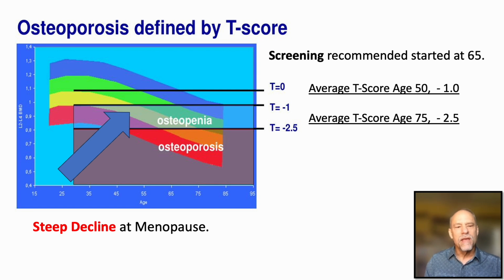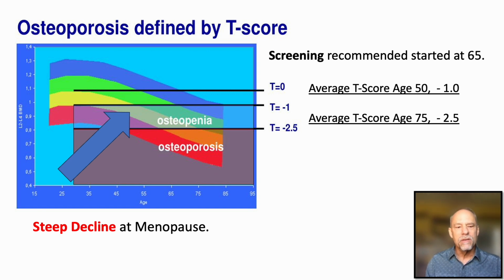So this looks at the change of T-scores over the lifetime. At age 50, the average woman is going to be -1. Of course, 0 is the standard when she was 30 and had her full bone density. And at age 50, she'll be -1, or the average woman will be. And the average woman will have osteoporosis, or a -2.5 T-score, at age 75.